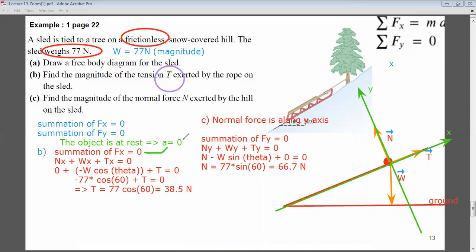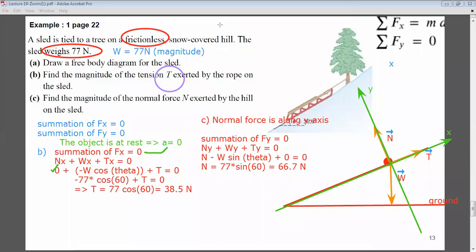Now, what is Nx? I look at vector N. It is always along the y. Actually, you can memorize this: normal is always along the y because it's always perpendicular to the surface. So the x component of N is 0. Now, what is the x component of W? This is vector W, the one going downward. How to draw its x component?